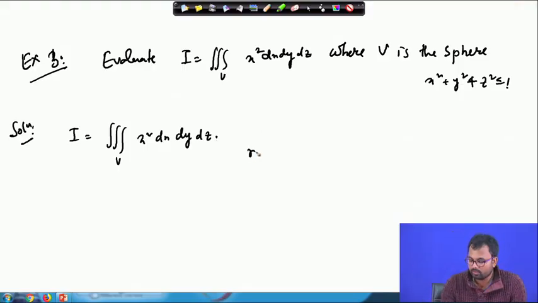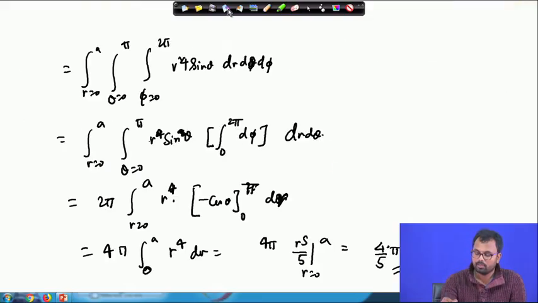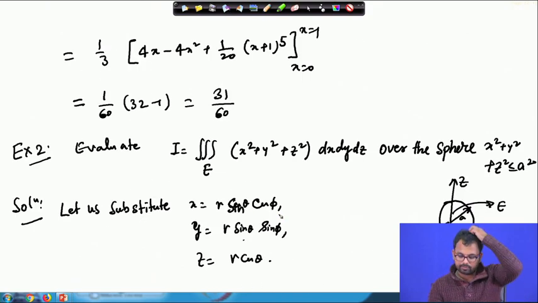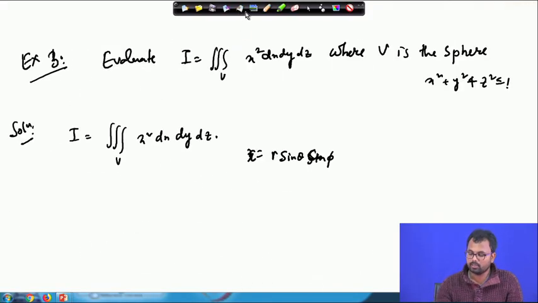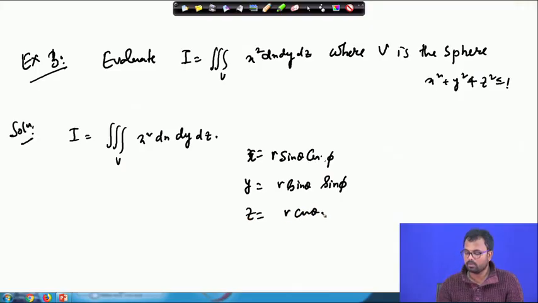So, we can take x equals r sin theta cos phi, and then y equals r sin theta sin phi, and then z is r cos theta. So, now we can have dx dy dz calculated.